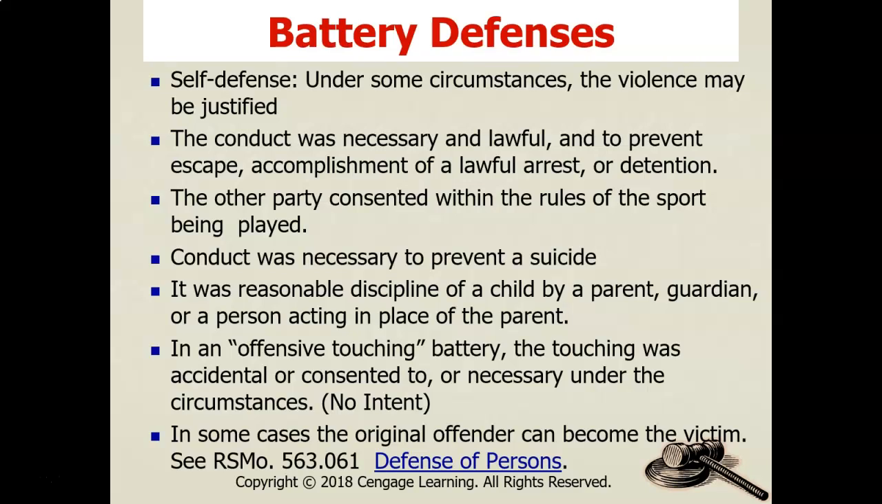In offensive touching battery, the touching was accidental or consented to. So somebody touched somebody in a way that would normally be provocative or offensive, but it was done out of accident, say they fell or something like that, and there's no intent. In some cases, the original offender can become the victim, and we start looking at this with defensive persons.